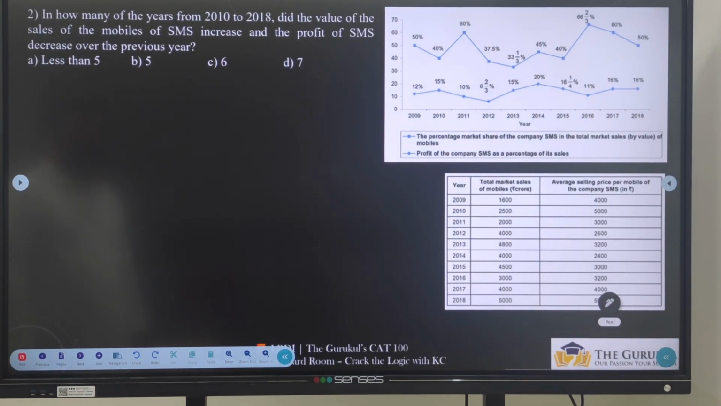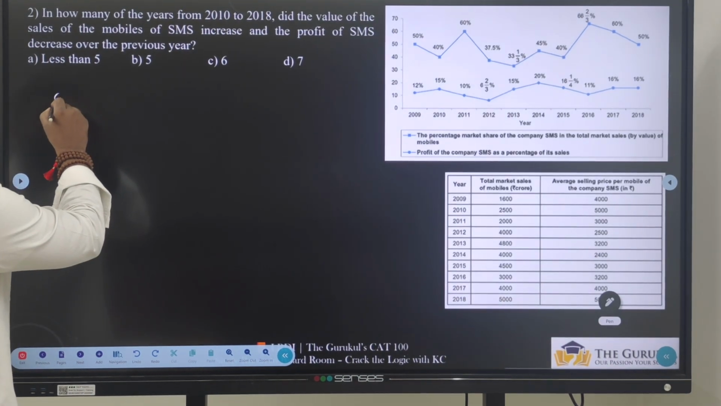Perfect. Let's try to solve the second one. In how many of the years from 2010 to 18 did the value of the sales of the mobiles of SMS increase and the profit of SMS decrease over the previous year? So first of all, I need to know what is the sales, I need to know what is the profit of SMS company. From 2010, let's see.